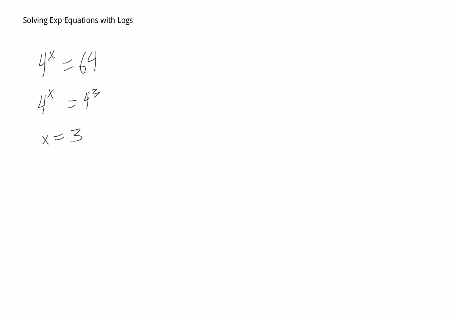But what happens now if our equation isn't possible to make the bases the same? So if we go 4 to the x equals 25, we can't make the 25 and 4 have the same base. So we're going to have to come up with a different strategy. So if we use our log formula that we change exponents to logs, we can get this to work better. So if we say x equals log base 4 of 25, those two things are the same thing.